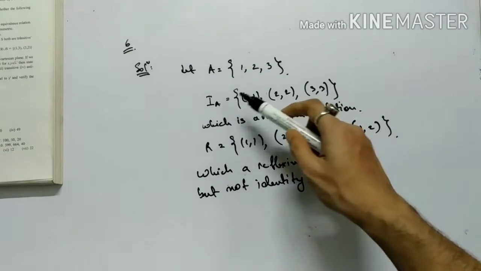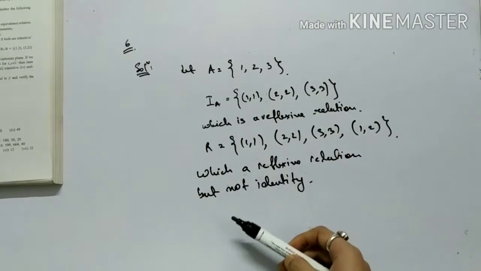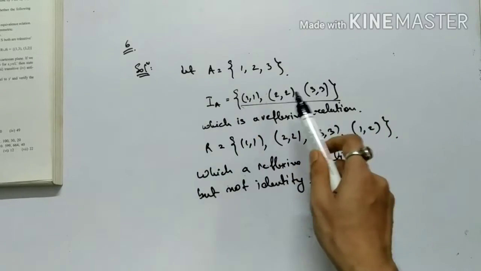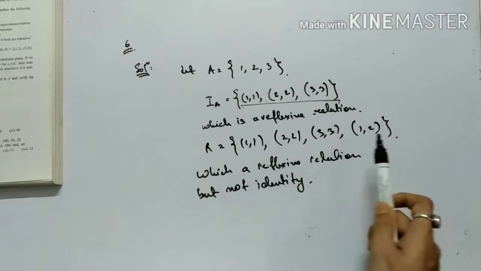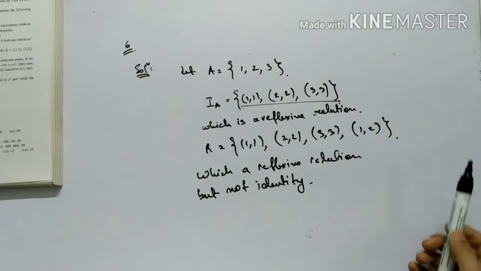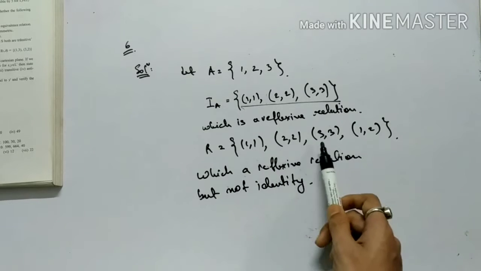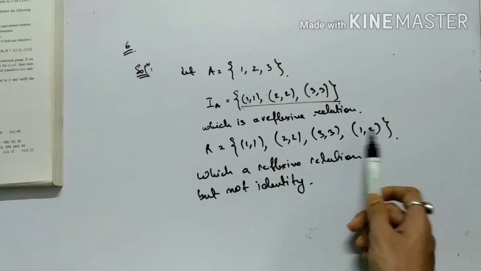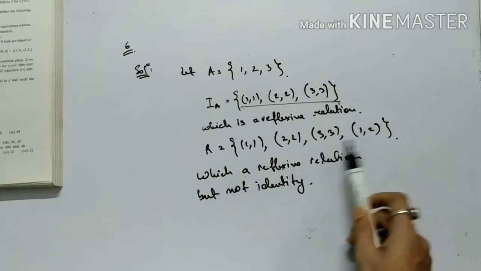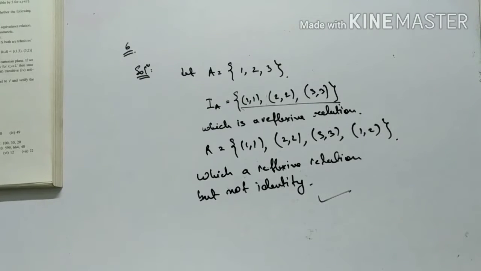Understand? If I take set A, which is 1, 2, 3, and if I take an identity relation on set A, IA, it will be this one, and this relation is reflexive also. But if I take another relation, R equals (1,1), (2,2), (3,3), and again one element if I add, which is (1,2), now this is reflexive, but it is not identity. So in this way you can write it.